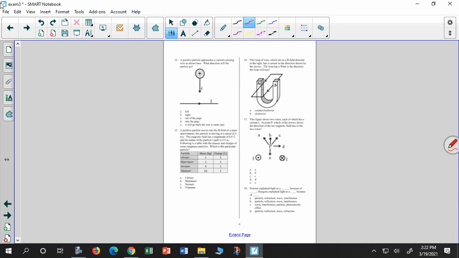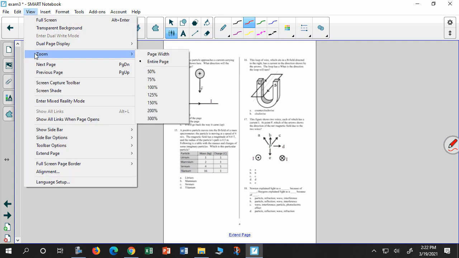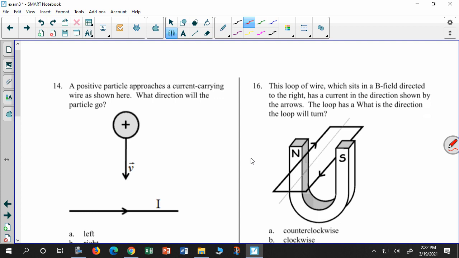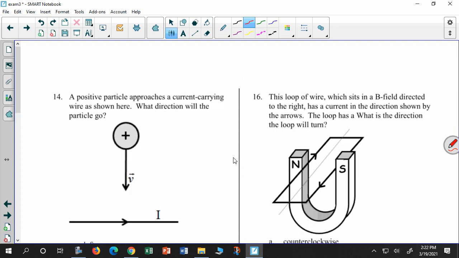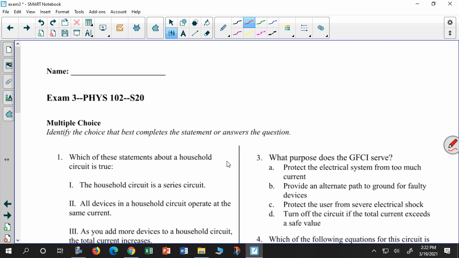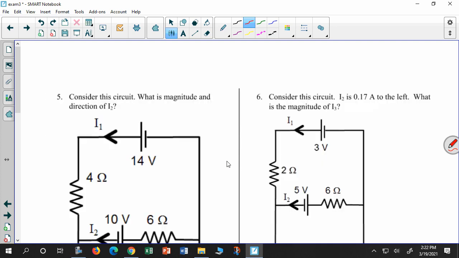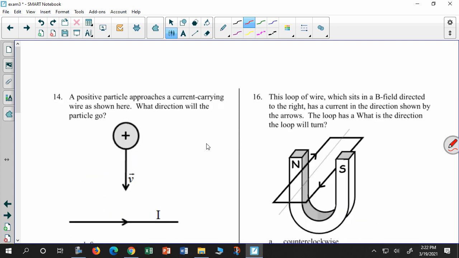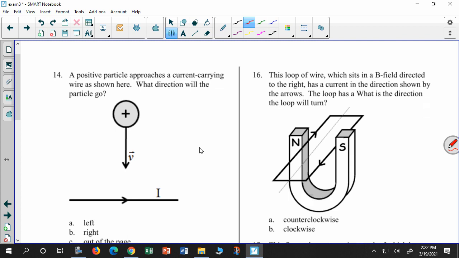Okay, here's one. Okay, so here I have, did y'all notice which one this was? This is exam 3 from last spring, spring 20. So I have this loop of wire. It sits inside this magnetic field. The first thing that you have to do is draw the magnetic field. A magnetic field runs from north to south pole. So that's the first thing you do, is draw the magnetic field.